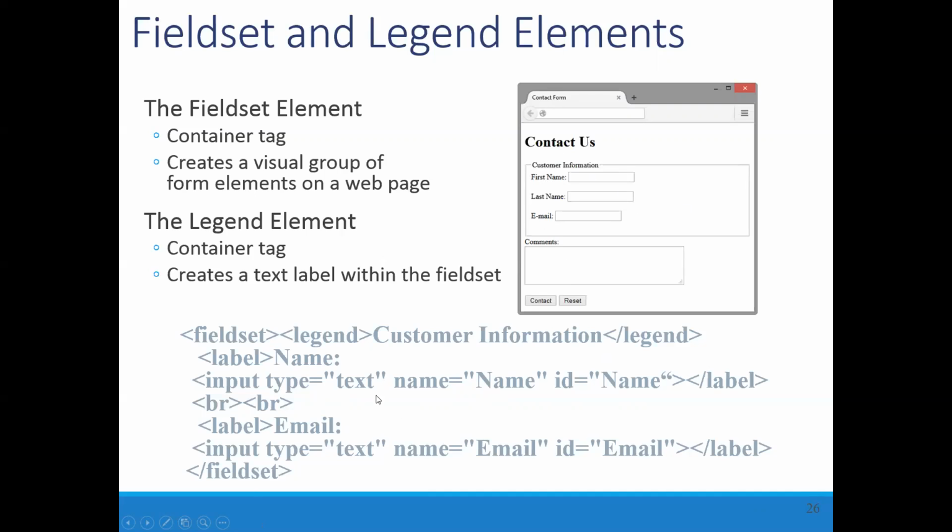And what do I have in here? I've got three different text boxes, right? First name, last name, and email address.